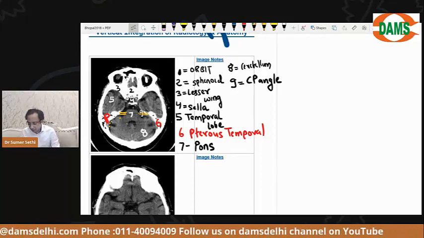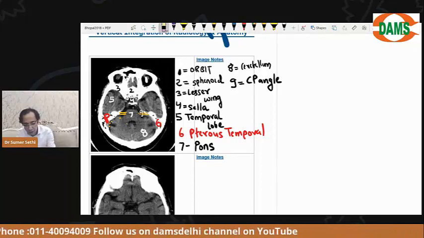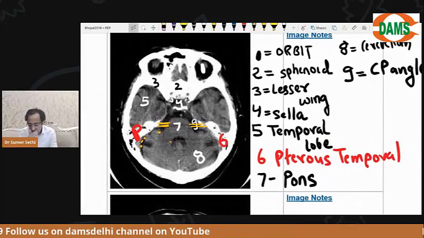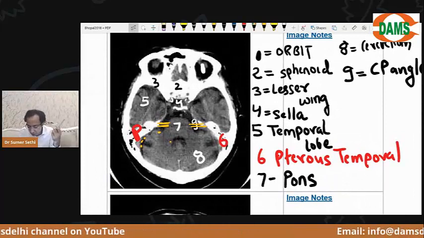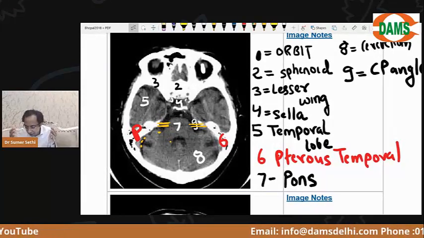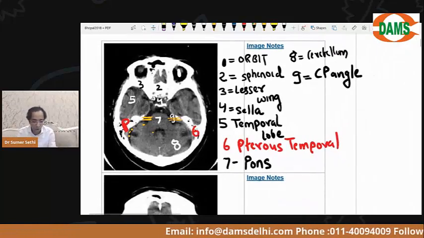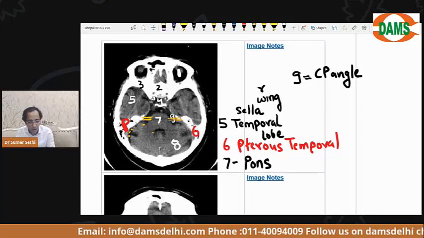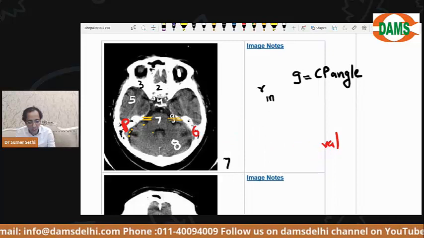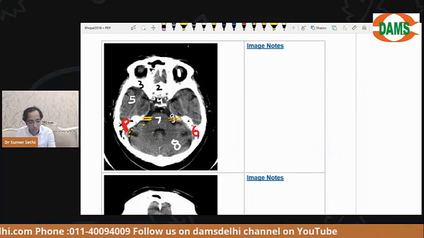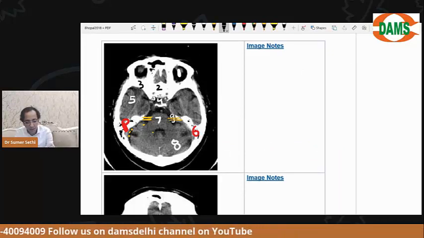The 7th, 8th nerve complex passes through the internal auditory canal, then goes to the CP angle, and that is the area. Very good. I can see most of you are able to answer, but this is not the style of the exam in future. In future, the exam will be like this. Let me ask everybody a question.